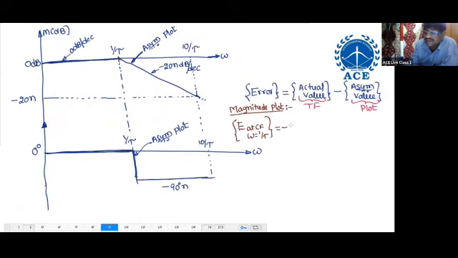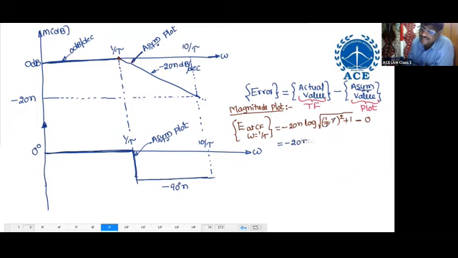That means minus 20n log of root of (omega tau)^2 plus 1. Omega is 1 by tau, so (1/tau times tau) whole square plus 1. This is the actual value minus the asymptotic value. What is the asymptotic value at 1 by tau? It is 0. Then tau and tau cancel. What is the answer?